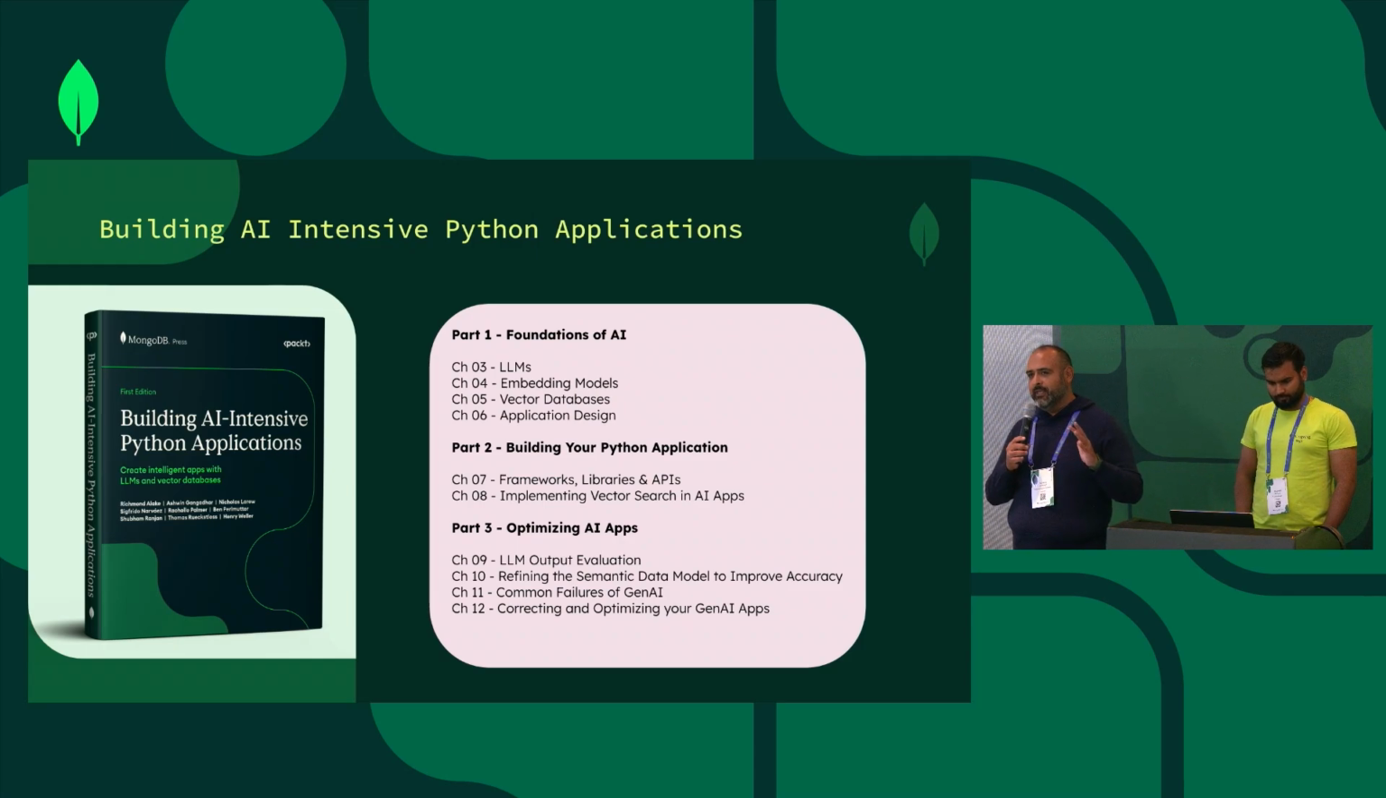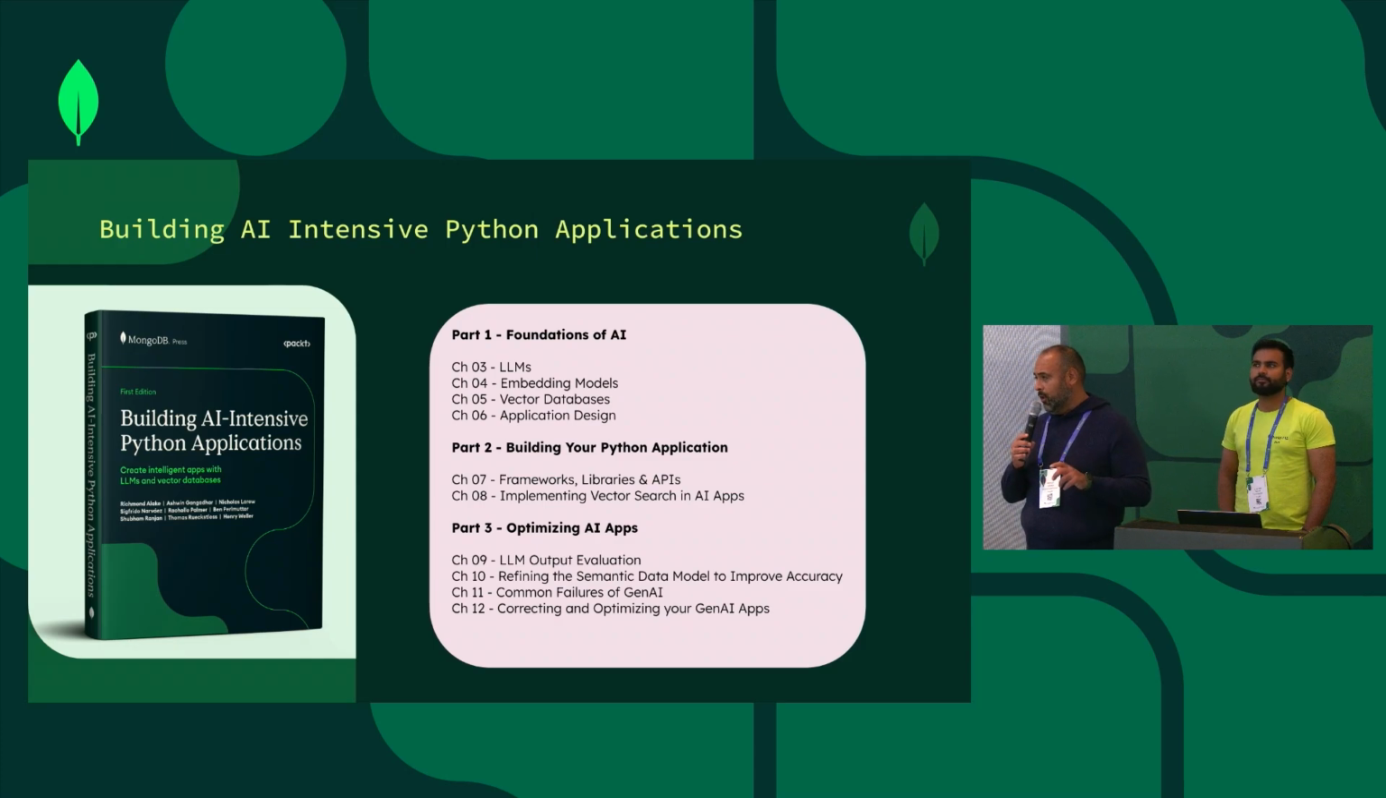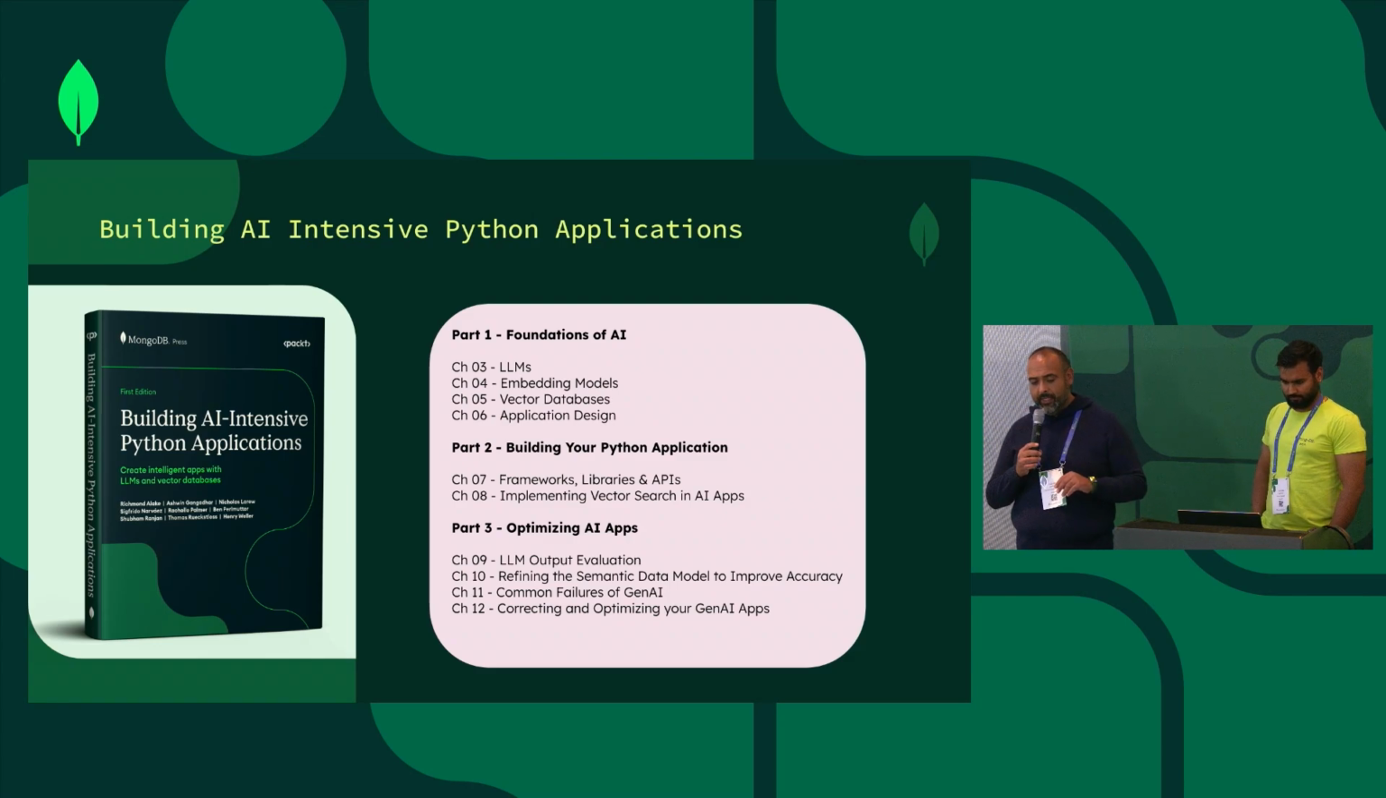So we obviously explained the LLMs, embedding models, and do the design part of the book. Then part two is really more hands-on, really more about building with lots of code examples. All code is available on GitHub, by the way. By every chapter is laid out. And then part three is really about optimizing.